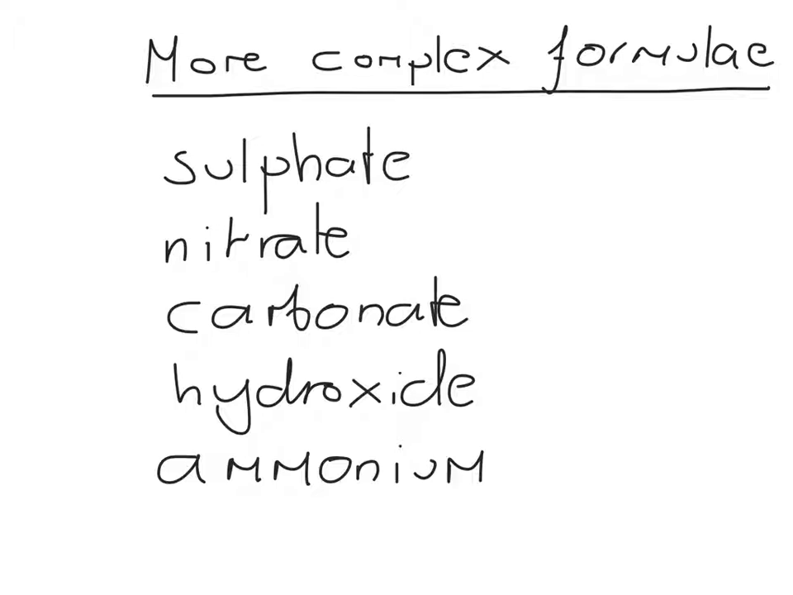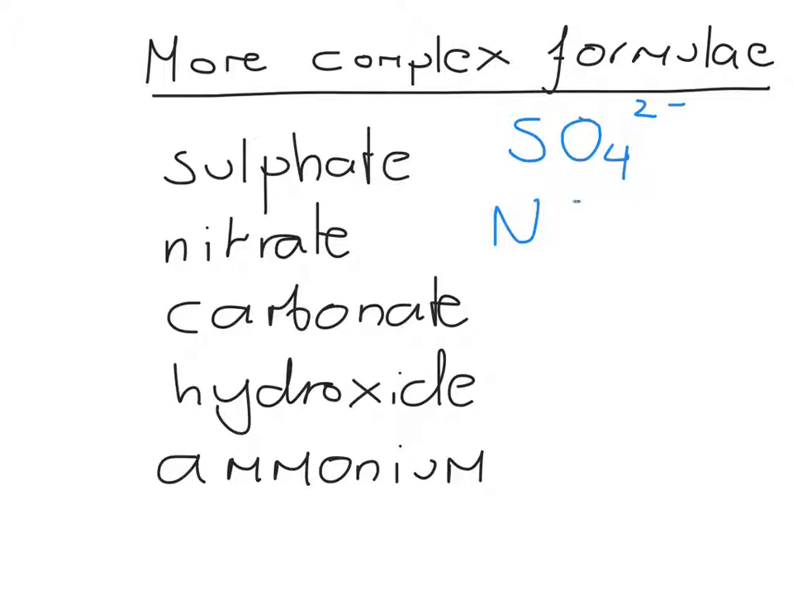Well, you need to know these five ions, and that will make your life a lot easier. The first one is sulphate. You can think of it as a group of sulfur and oxygen getting together to form their own ion. Sulphate is SO4 2 minus. So that is one sulfur, four oxygens all getting together, and together overall they have a 2 minus charge.